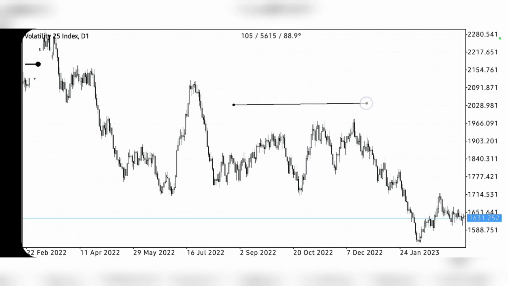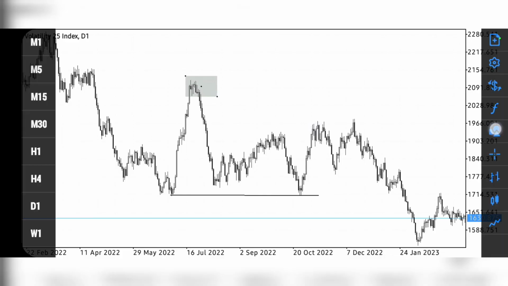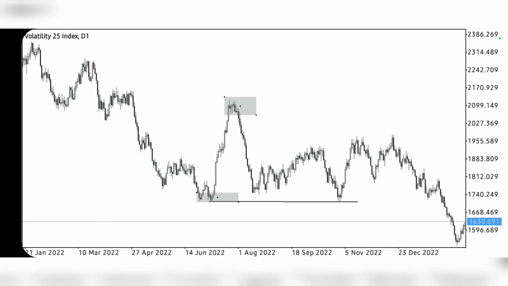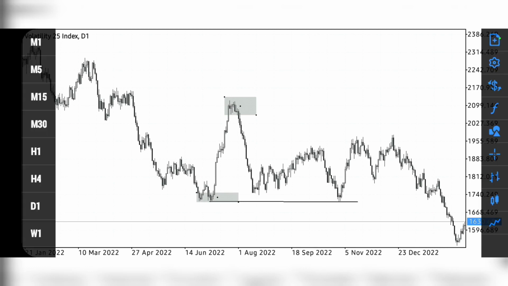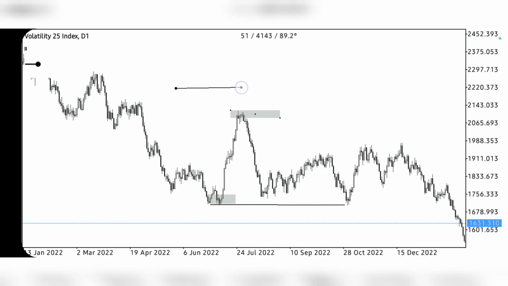So, identifying your structure range, just mark it out from here. From this high to this low is what we call the structure range. That is from a swing point to another. Now, this is another structure range. We have another structure range here.